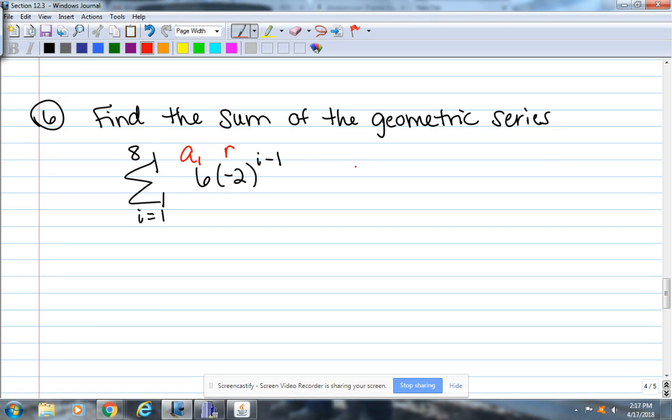So remember our formula is S sub n equals A sub 1 times 1 minus R to the n, divided by 1 minus r.